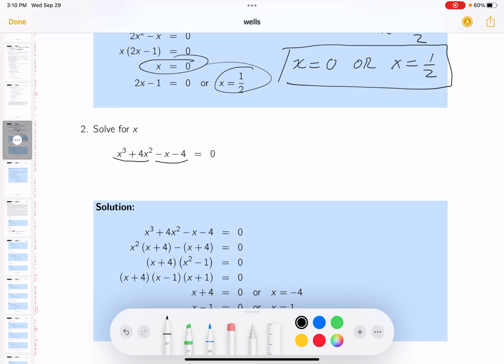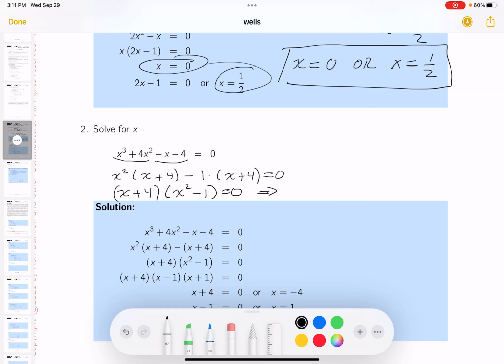So the first group, which is x cubed plus 4x squared, x squared would come out. And what are you left with? x plus 4. Now, I'm going to factor out minus 1. And what do you get? x plus 4. The next thing I do is look at those 2 terms and factor out the common factor, which is x plus 4. What are you left with? x squared minus 1.